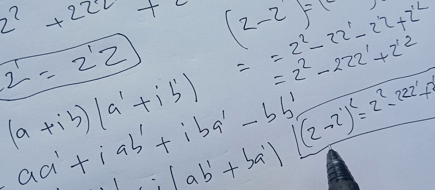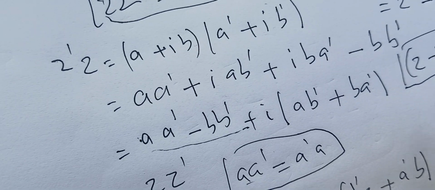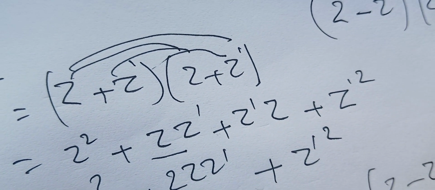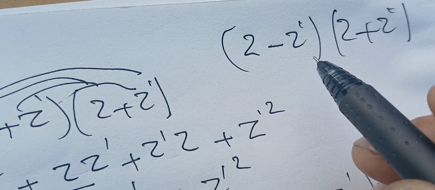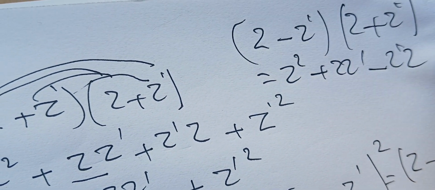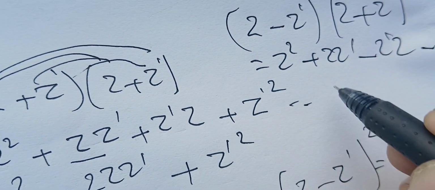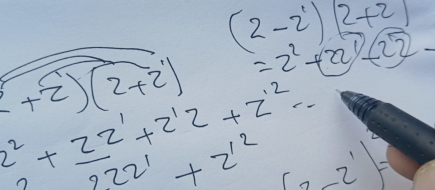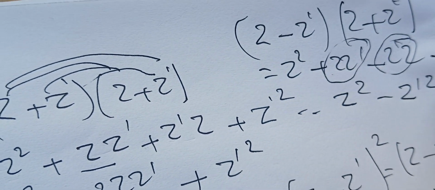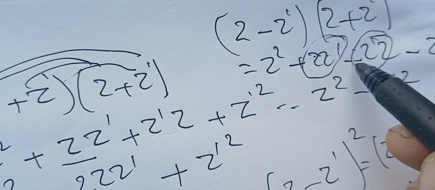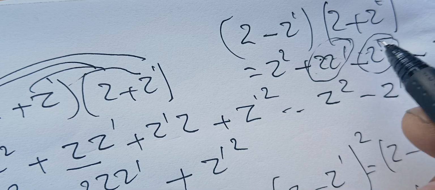There is one more thing left: we want to compute z minus z prime times z plus z prime. We do the same thing. We get z squared plus z z prime minus z prime z minus z prime squared. And since C is commutative, this number is the same as this, so we get z squared minus z prime squared. We just proved that z z prime is the same as z prime z.